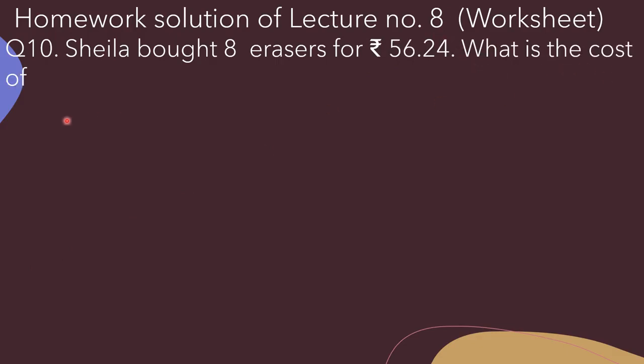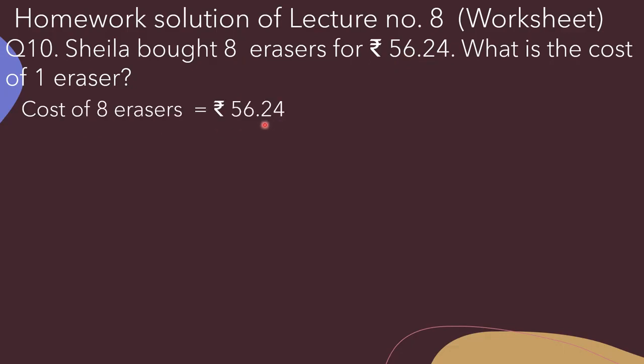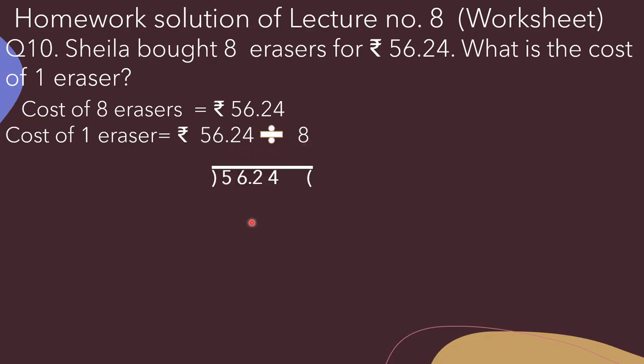What is the cost of one eraser? So beta, here we have given information about 8 erasers means for many and we have to find out for one. So for that we will divide the given amount by 8. So here we will write statement, cost of 8 erasers is equal to rupees 56.24 and cost of one eraser is equal to rupees 56.24 divided by 8. Now we will write here 56.24 and here we will write rupees and paise above it. Now we have to divide it by 8.